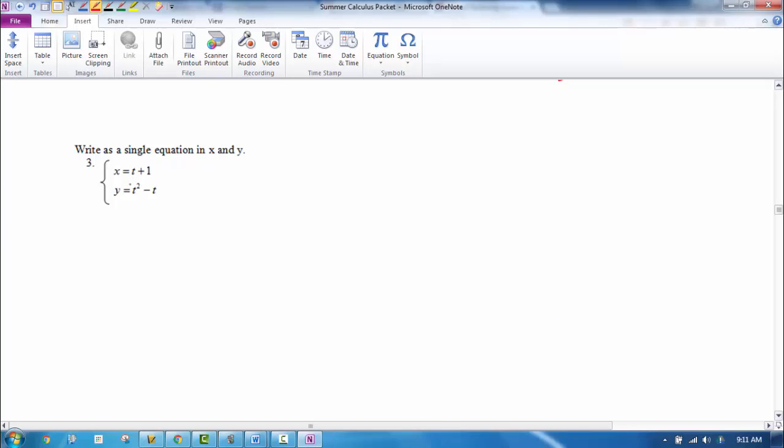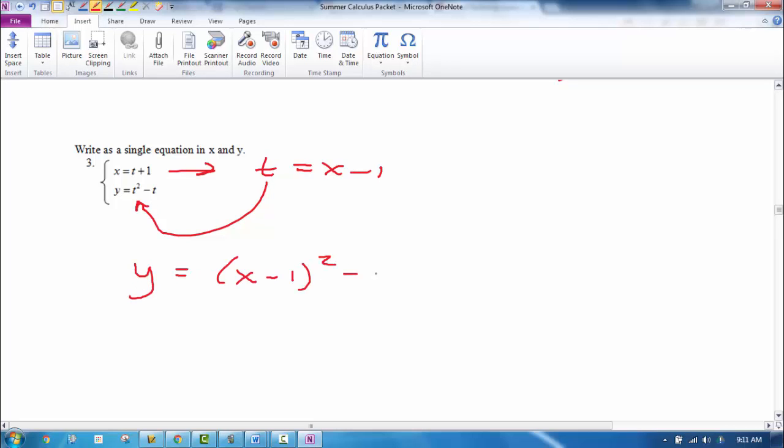Okay, next one is a parametric equation. It wants us to write this as basically a function of x and y, so it wants us to eliminate the parameter. So what we can do is solve one of these for t. Like the top one, for example, becomes t equals x minus 1, and then I can just plug this in for t. So I get y equals (x minus 1) squared minus t, which is x minus 1.